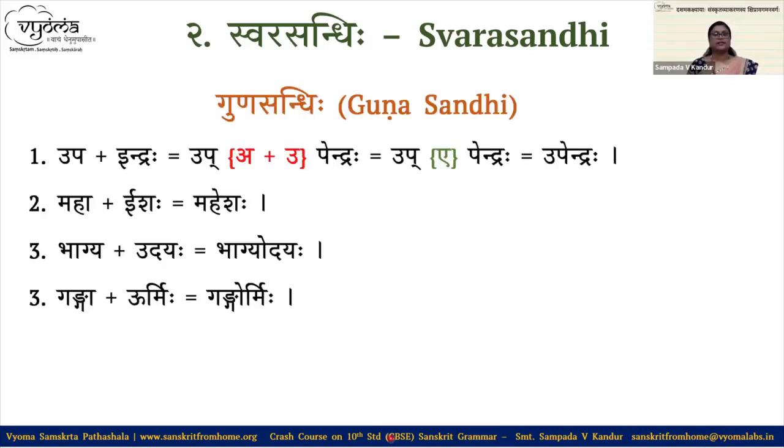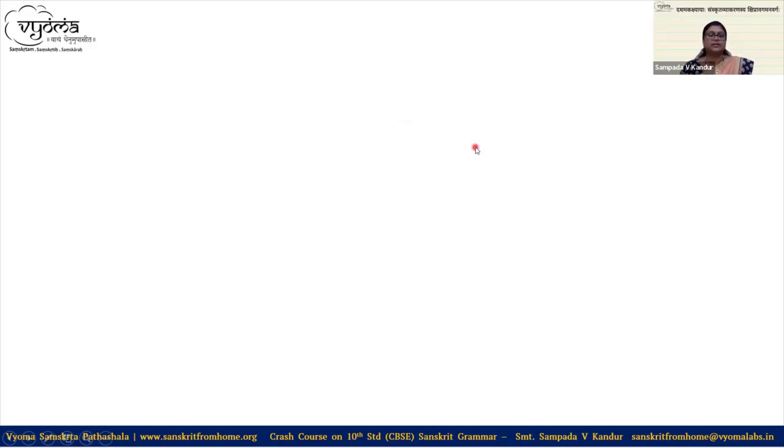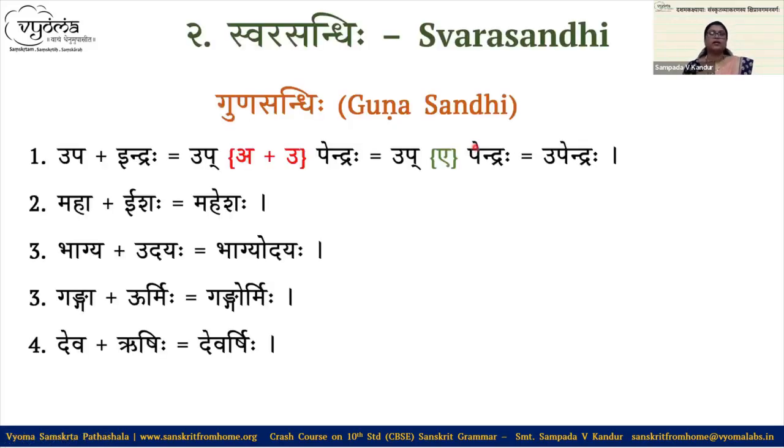Next, let's read the examples. Now, what happens here? Upa plus Indraha, A plus E results as A. Upa plus Indraha. Here, only Draha will come, this part is not there. Upa plus A plus Ndraha. So Pa plus A becomes Pe, Upendraha.